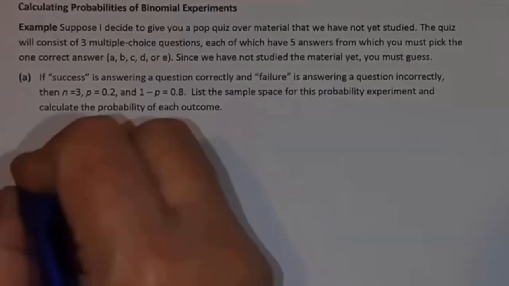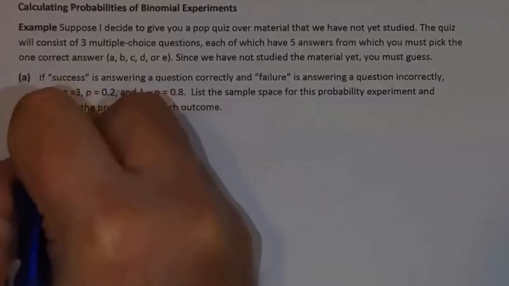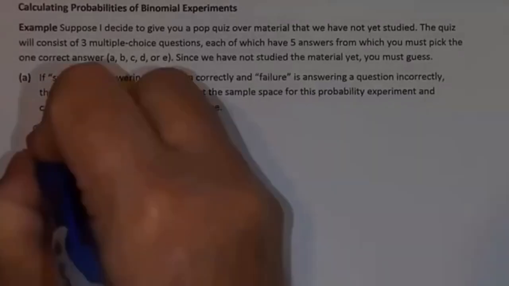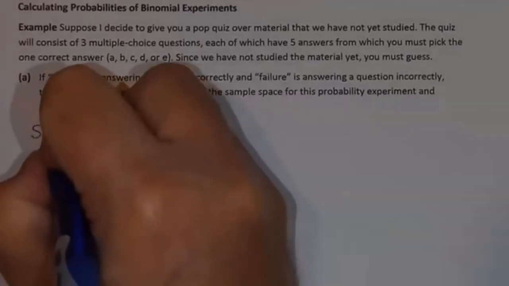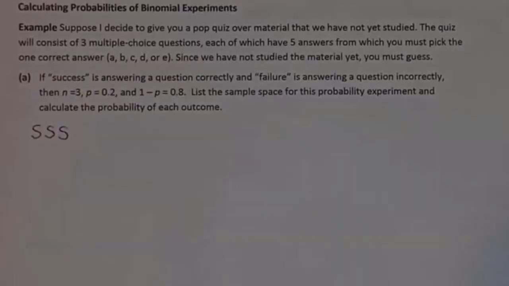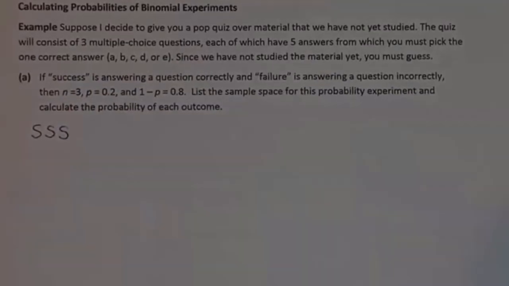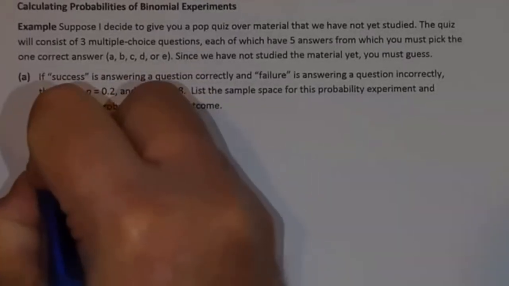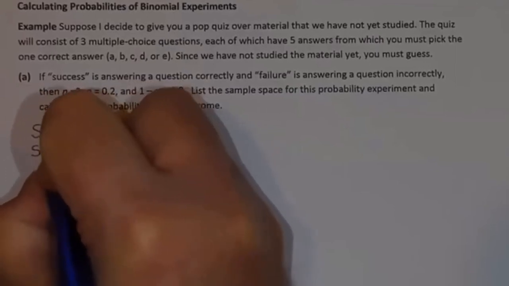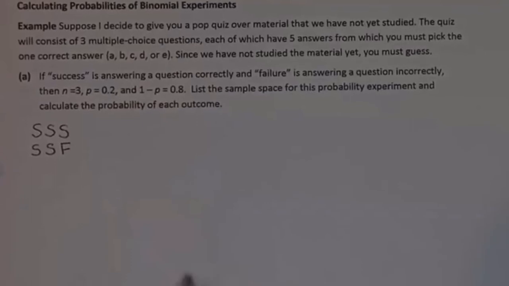So my sample space is going to be this. For the first problem, I could answer it correctly, so that would be success. For the second problem, I could answer correctly, that would also be success. My third problem, I could answer correctly, that would also be success. So this is one possible outcome on my pop quiz. Now, I could also answer the first question correctly, the second question correctly, but miss the third question. That's another item in my sample space.